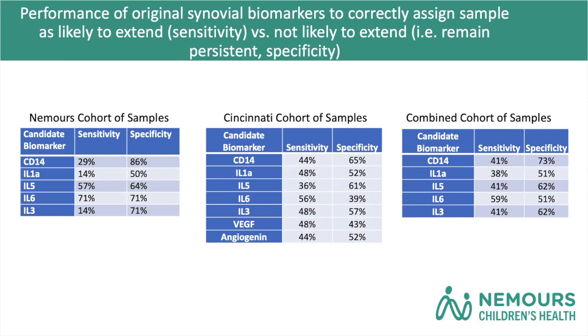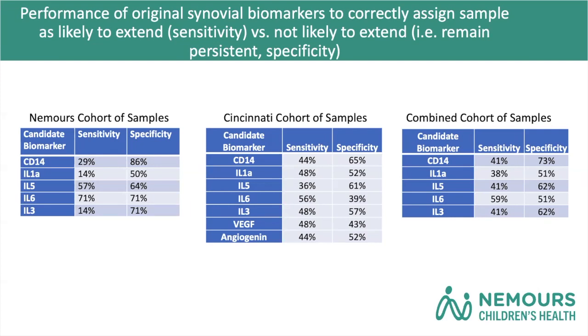Overall, IL-6, interleukin 6, was the most sensitive for predicting which patients would ultimately extend to a more severe disease course, and CD14 was the most specific for this. So we decided to enrich our panel by adding additional candidate biomarkers.